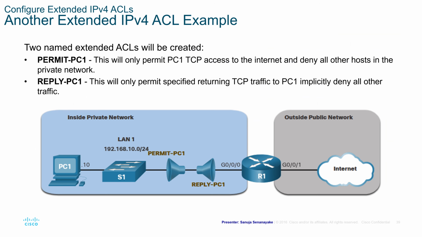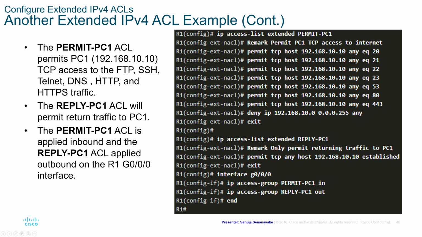from outside the network. So in this example, the permit-PC1 ACL permits PC1, which is the 192.168.10.10 IP address, TCP access to the FTP, SSH, Telnet, DNS, HTTP, and HTTPS traffic. The reply-PC1 ACL will permit return traffic to PC1. The permit-PC1 ACL is applied inbound, and the reply-PC1 ACL is applied outbound on the R1 G0/0 interface.